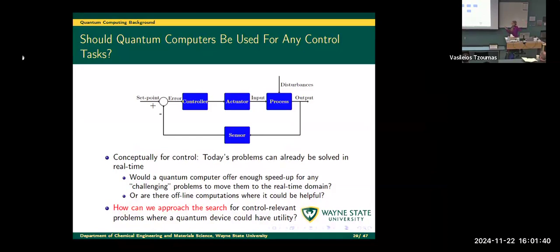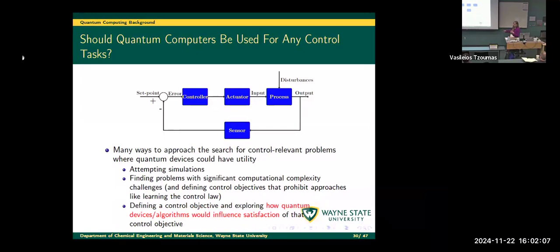And then we have to ask the question of, could quantum computers help with those problems? What problems are those and how could a quantum computer help with those? Or we could say, maybe we shouldn't be thinking about online. Is it actually offline control computations where it could be helpful? So we can see from this that a lot of this first step we need to take toward evaluating whether we should use quantum computers for any control tasks is actually, how should we approach the search for the control relevant problems where a quantum device could have utility?